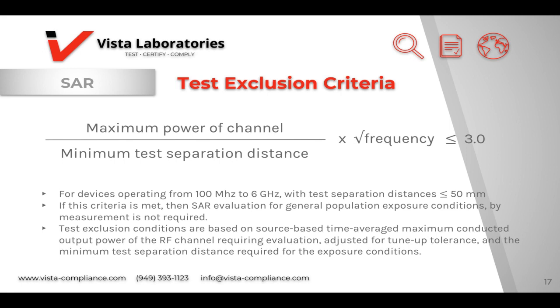So this is the test exclusion criteria. Basically, if this criteria is met, then SAR evaluation for general population exposure conditions by measurement is not required. So we have the maximum power of the channel, divided by the minimum test separation distance, multiplied by the square root of the operating frequency. And if this value is less than or equal to 3, this is for 1 gram SAR, so per 1 gram of human tissue, then SAR measurement is not required. And for 10 gram extremity SAR, the value is 7.5.